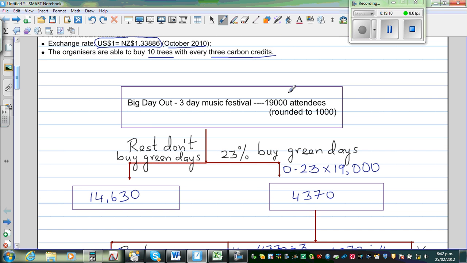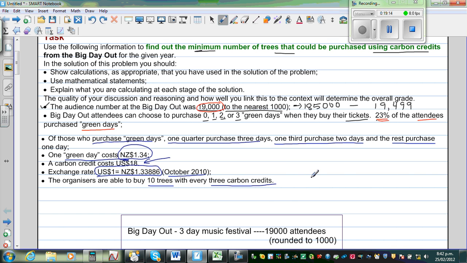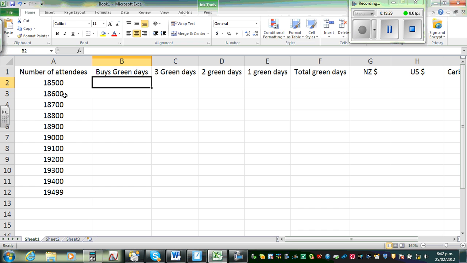Now, of course, with 19,000 people, you can do your working yourself. If you change this to 18,500, the numbers will keep changing. So you can show from 18,500 onwards, and use your Excel sheet. I have prepared an Excel sheet, a spreadsheet. This is 18,000, 18,500, 18,600. Just to show you how to do this in Excel.